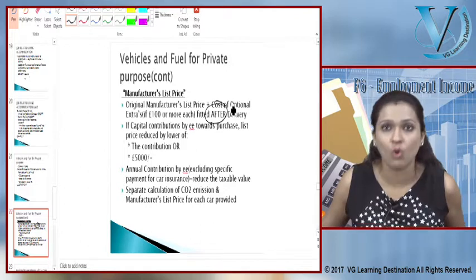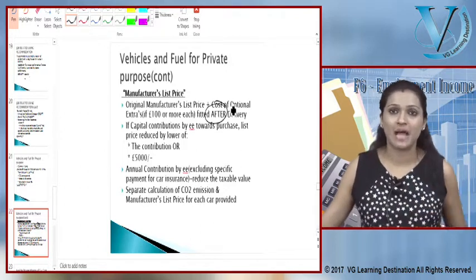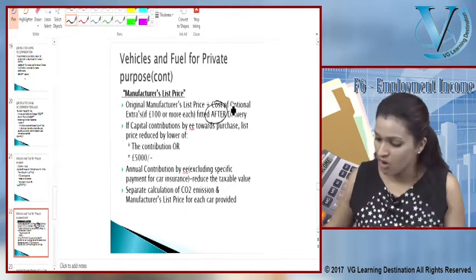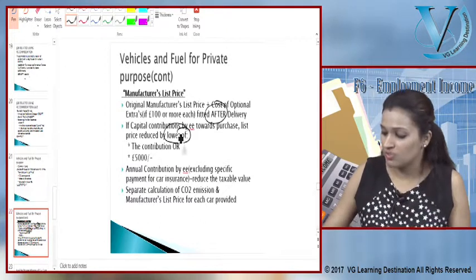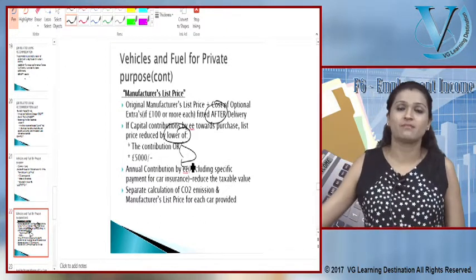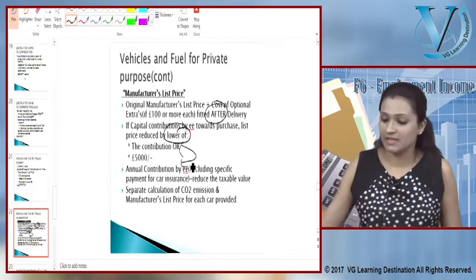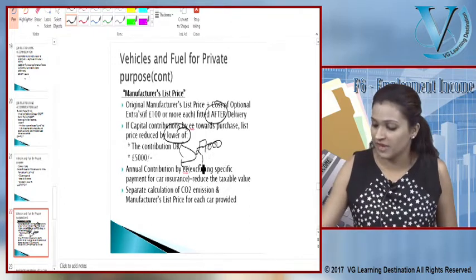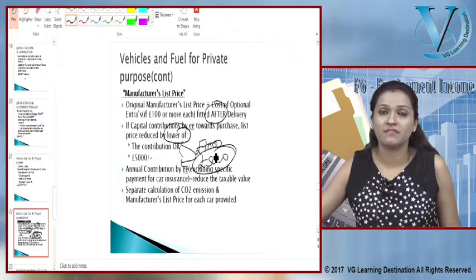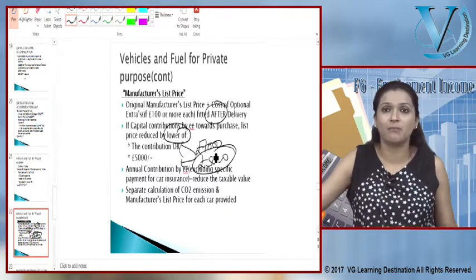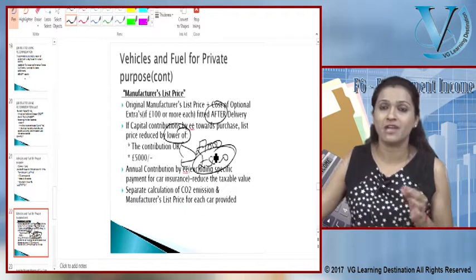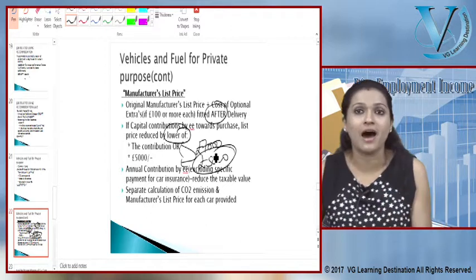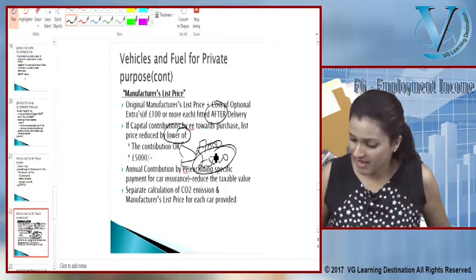What happens in case the employee has contributed something towards the capital of the car? You're going to reduce this total benefit by the lower of the two, which is either the contribution or a maximum of 5,000 pounds. So supposing the employee has contributed 7,000 pounds towards the car. However, the maximum we can reduce the benefit is by 5,000 pounds. So definitely not a good option for the employee to contribute anything more than 5,000 pounds towards the car, which basically means there's a limit up to which you can take a car as a company car, right?